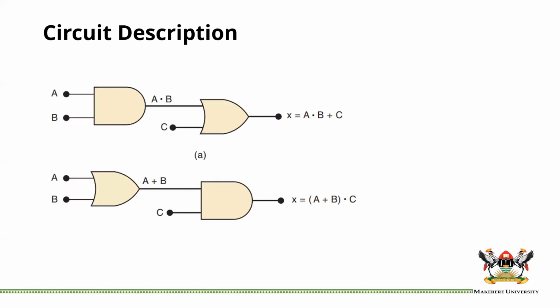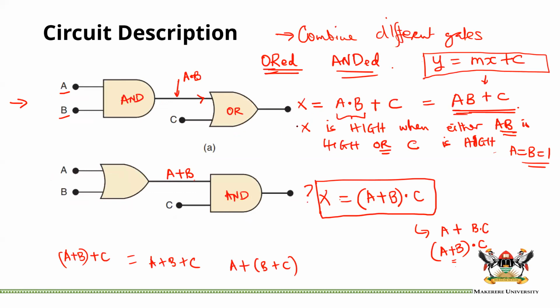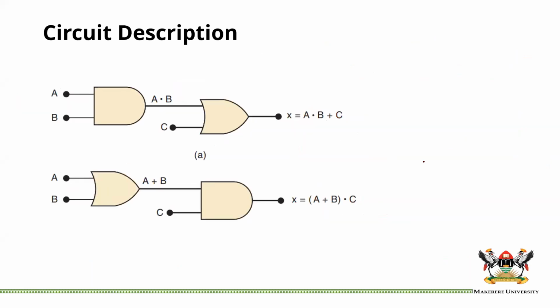So that's why in my description here, X is high when either AB is high, but if AB is not high, then OR, C should be high. So imagine, let's say A is 1, B is 0, the AND has to be 0, because 1 and 0 is 0. But in here, this is the OR. So if we say 0 OR, as long as this is 1, we are still high. There are scenarios where I can give you.